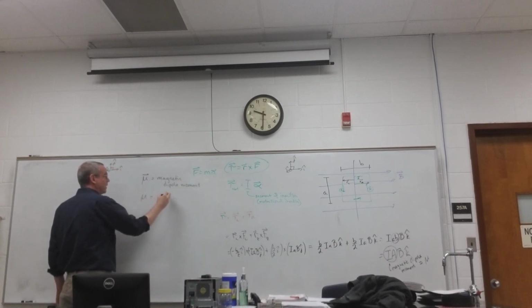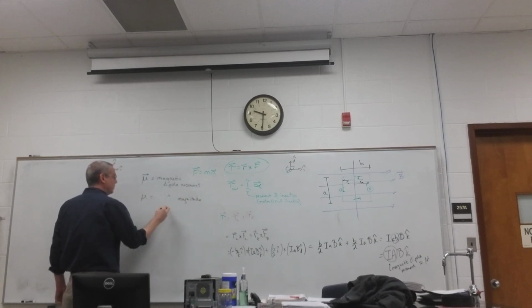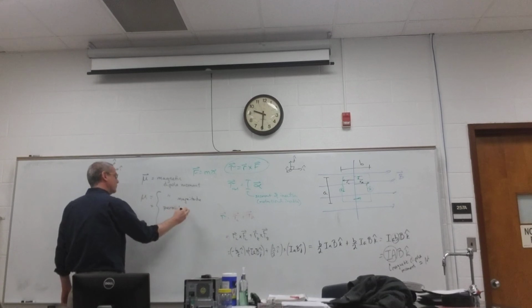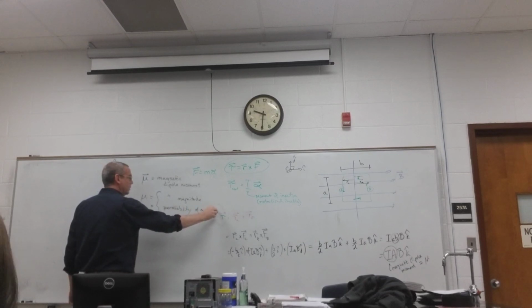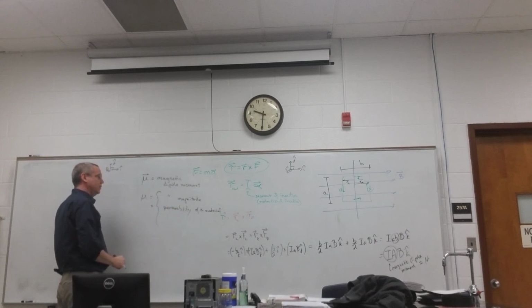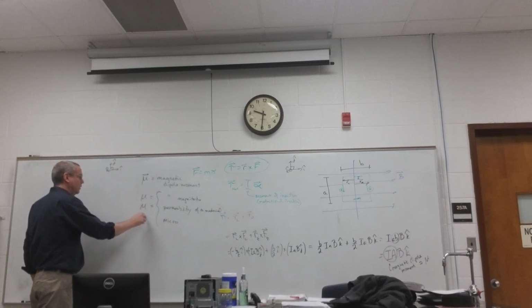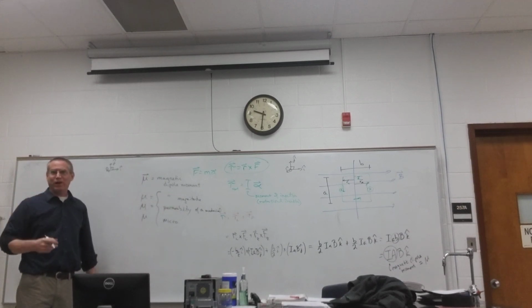Mu, without the vector symbol, could be the magnetic dipole moment magnitude. Or that could be the permittivity. Permeability. Permeability of material. It could also be micro. I'm just talking within magnetism. It could all be these, but if we throw in more physics, it could be the coefficient of friction.